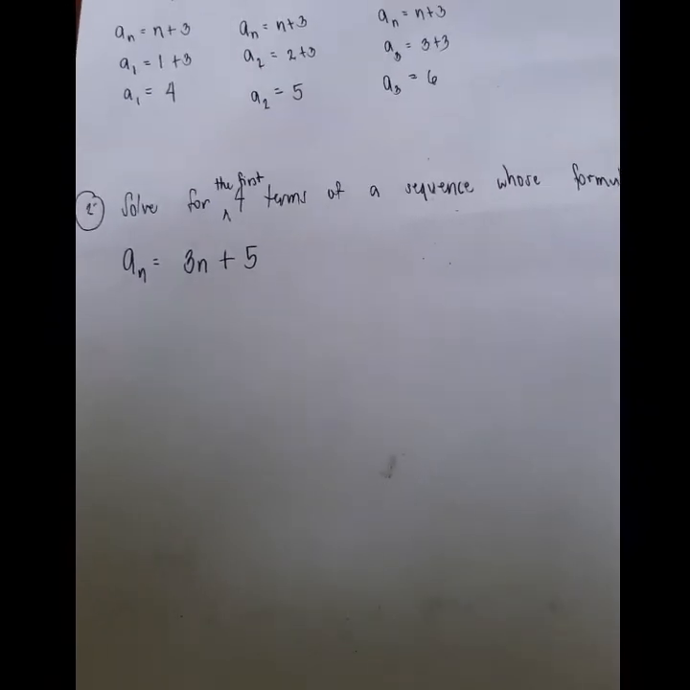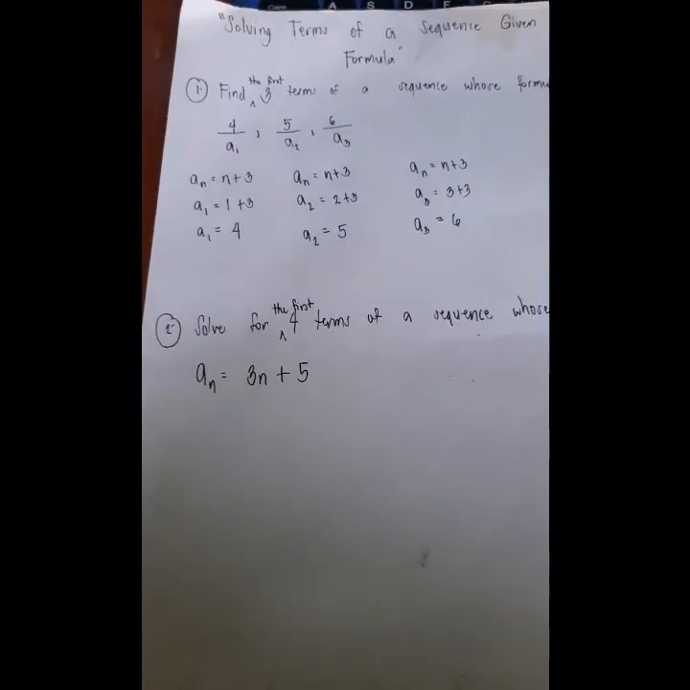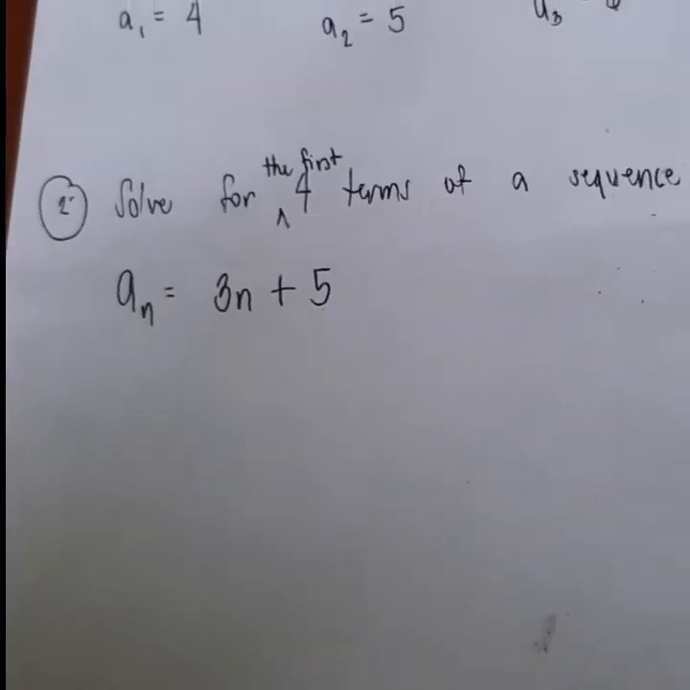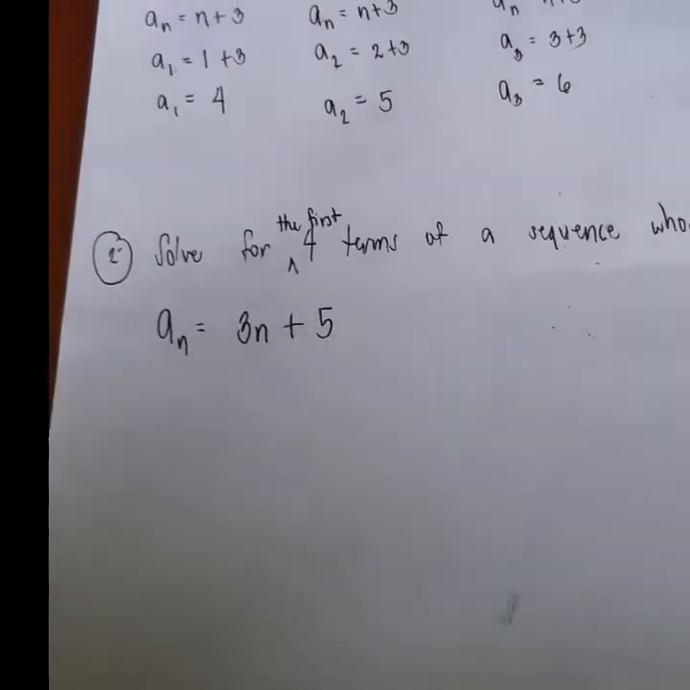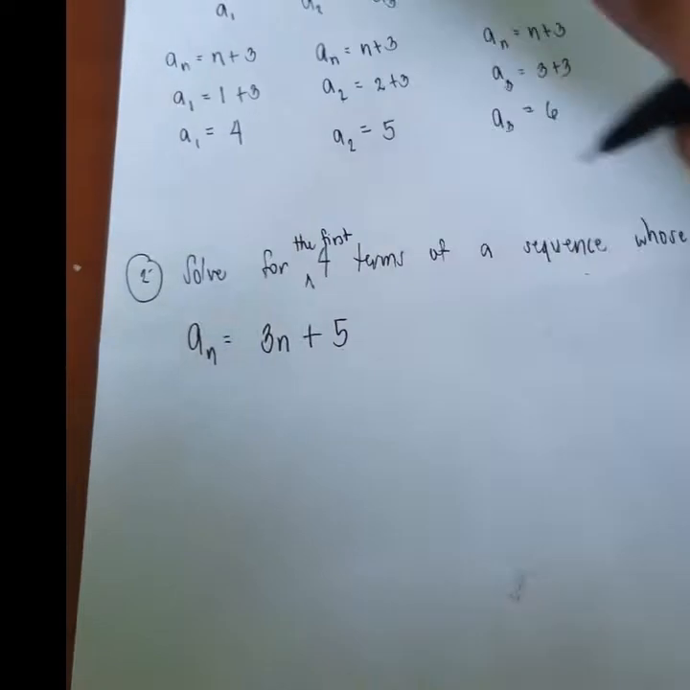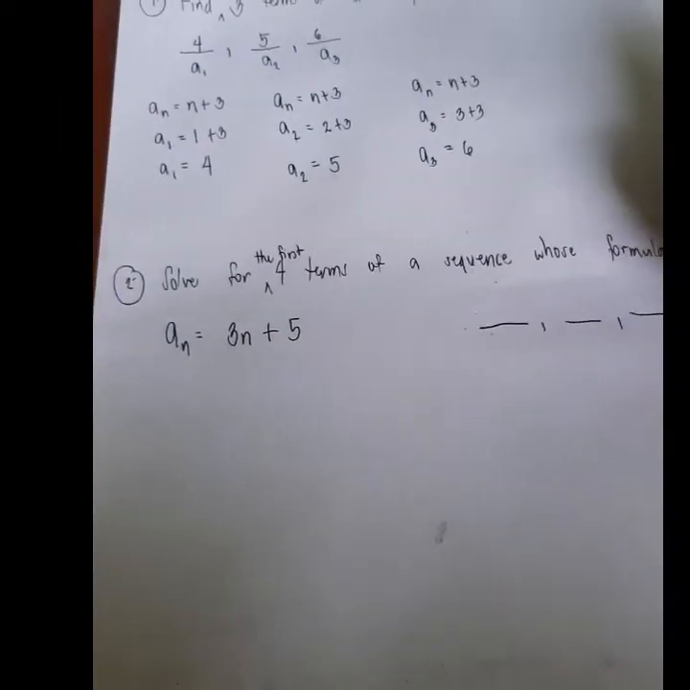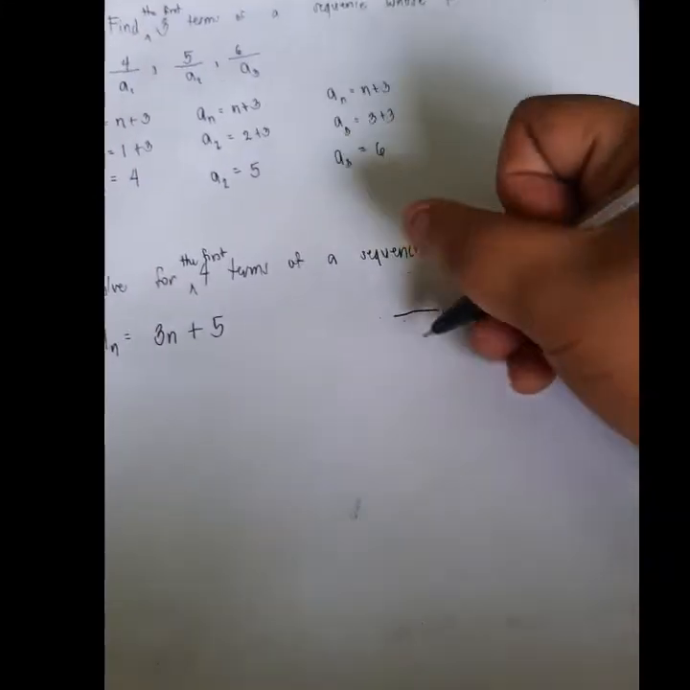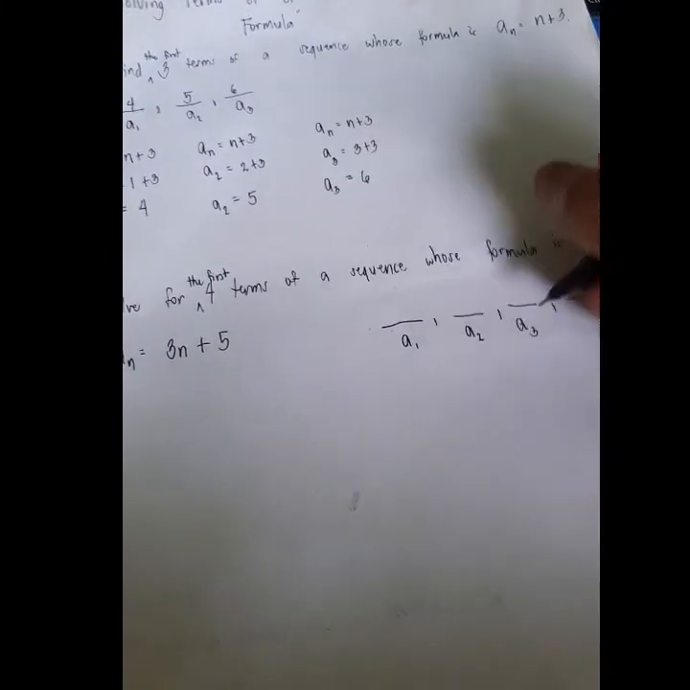Let's have second example. Solve for the first four terms of a sequence whose formula is a sub n is equal to 3n plus 5. So for this example, take note, we are looking for the first four terms. So we need 4 blanks. And if we're going to label it, this will be your a sub 1, a sub 2, a sub 3, and your a sub 4.